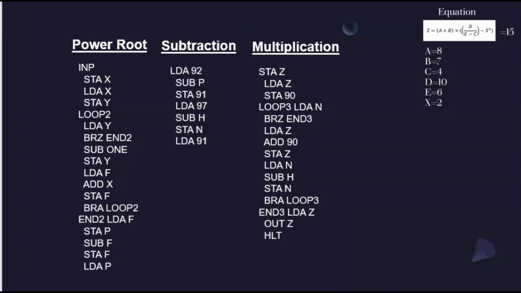The address 92 will be loaded back and the value that we stored at the p before will be subtracted. We store the power of p, and then we subtract with the value at address 92. The answer we store at address 91. And lastly, we do a plus b multiplied with the answer d divided by e minus c minus x power of 2.